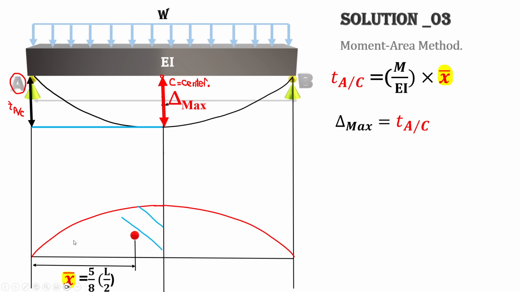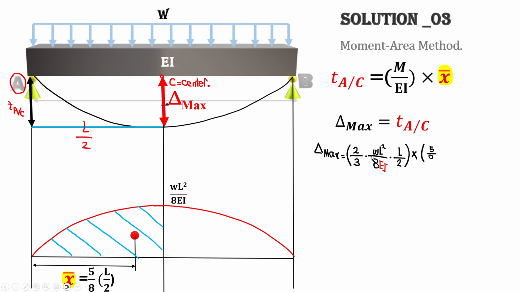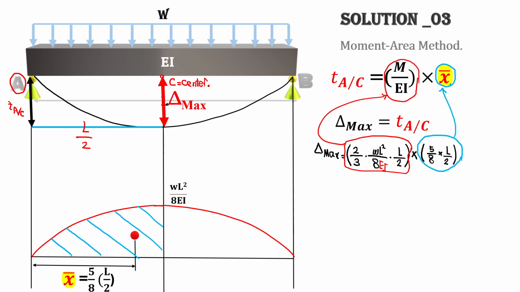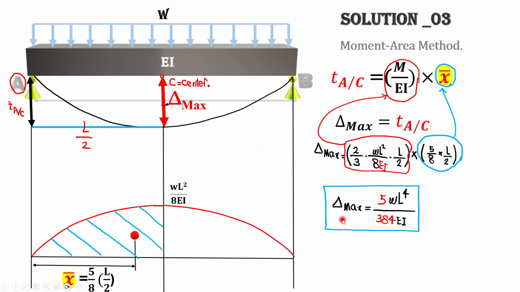of our shape, and we can jot down the delta maximum, which is the area under M over EI for this bluish area. If you subtract the area of a parabolic spandrel, which is 1/3 of b times h, it's 2/3 of WL squared over 8 EI, times L over 2, because this distance is L over 2, times the centroid, which is here 5 over 8 of L over 2. The first part is M over EI, and the second part is x bar. If you calculate the numeric value of all of that, delta max is equal to 5WL to the fourth over 384 EI.